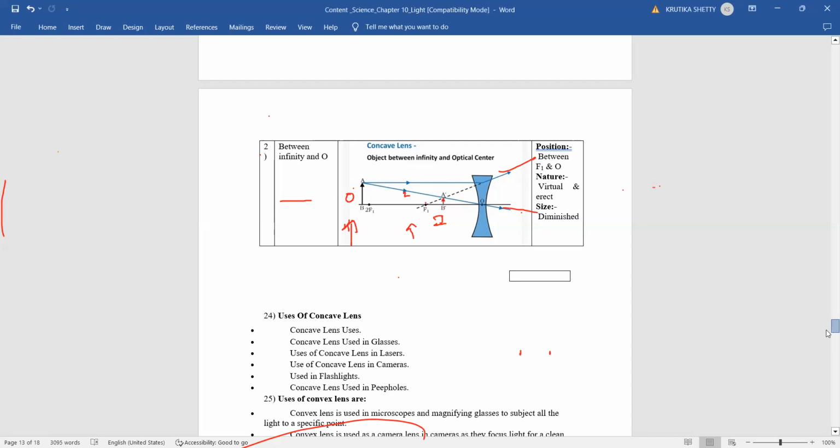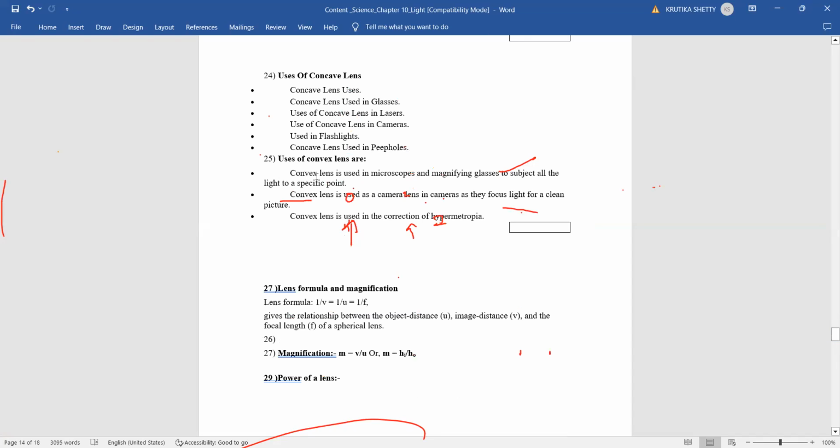Now the uses of convex lens. The convex lens is used in microscopes and magnifying glasses. You have seen a magnifying glass? It is used to read newspaper. In a magnifying glass or microscope, whatever smaller object is there looks enlarged. In a microscope you can see a very tiny object. If you see an ant in a microscope, it appears like a cockroach, so its size increases. Microscopes and magnifying glasses make use of convex lens.